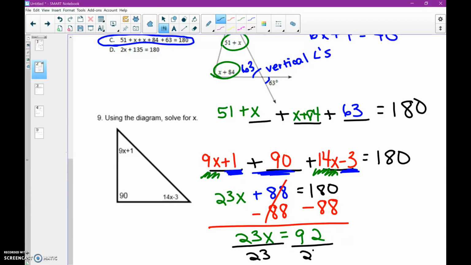Last step, divide by 23 on both sides. And we should get that x equals 4. Nice whole number. Now, I don't see multiple choice on mine. If it is on yours, awesome. If not, good practice to have a short answer type question anyway. But either way, you should get that x is 4 for that one. So that is problems number 7, 8, and 9.